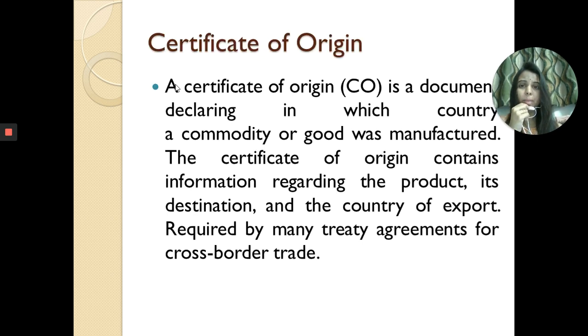Now the next document is the certificate of origin, commonly named as CO. It is a document which declares in which country a commodity or good was manufactured. Most countries nowadays ask who the manufacturer is, because assembling is a very common process. We buy the product from China and then sell it to the US by the name of India, so this would be an unethical thing. And if it is needed, then you have to mention the correct certificate of origin.